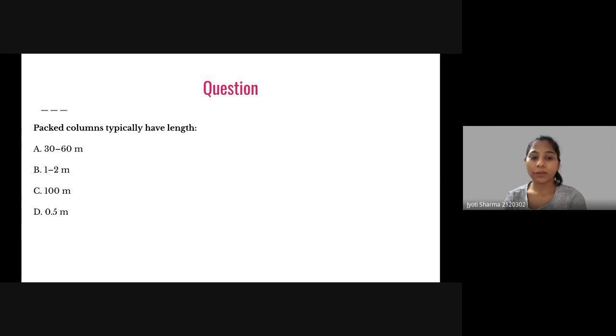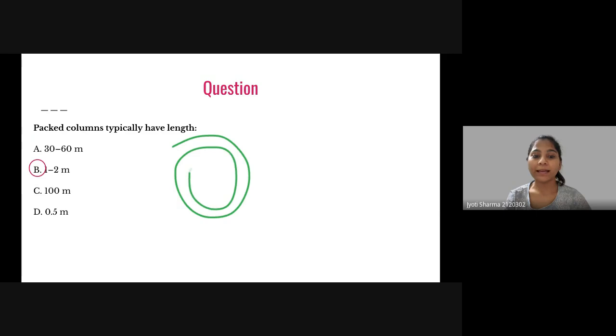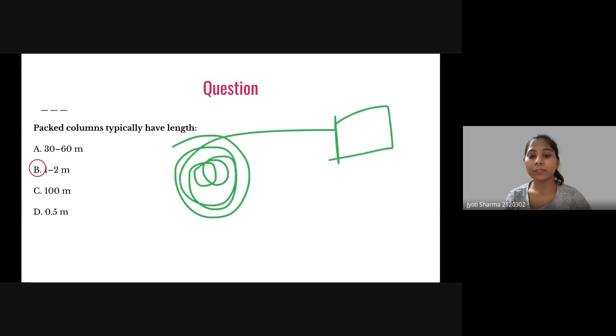Okay, so if we are talking about the packed column, then the typical length of this packed column is 1 to 2 meters. It is important for us because the more length we have in this packed column, the better it is for the detector to detect the signal, right? So, it is mostly 1 to 2 meters.